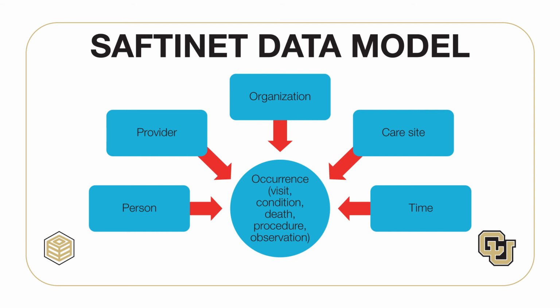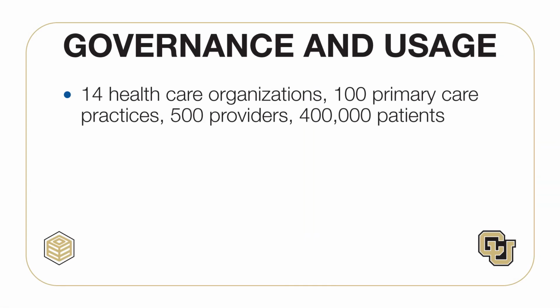SafetyNet was developed as a research project so the tedious details of data integration and incentives for data providers were difficult to manage. The organizational effort to establish SafetyNet is at least as much of an achievement as the data warehouse development. SafetyNet is populated with data from 14 healthcare organizations, 100 primary care practices, 500 providers, and 400,000 patients.